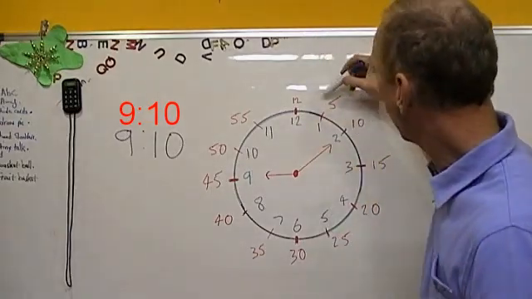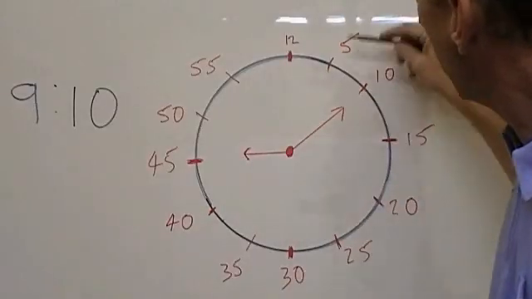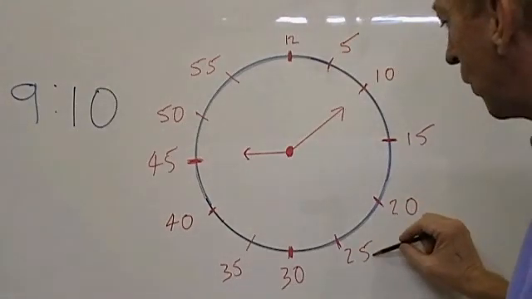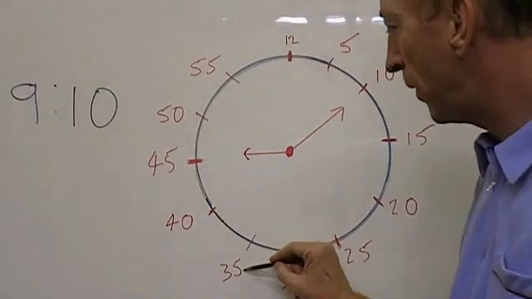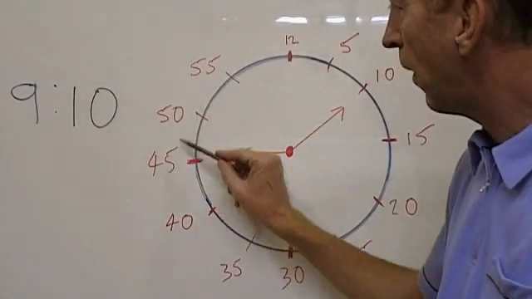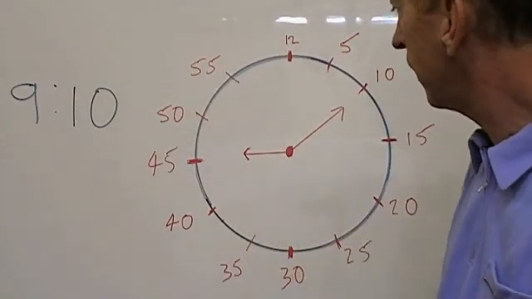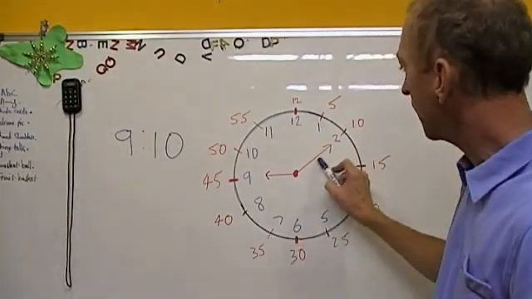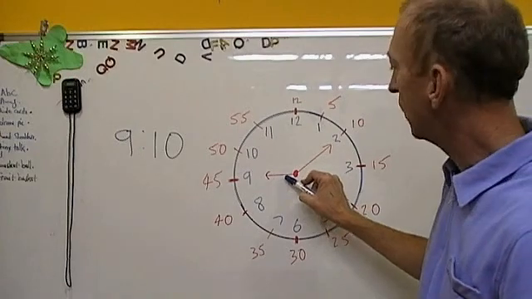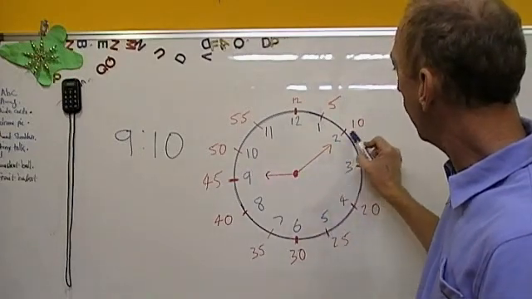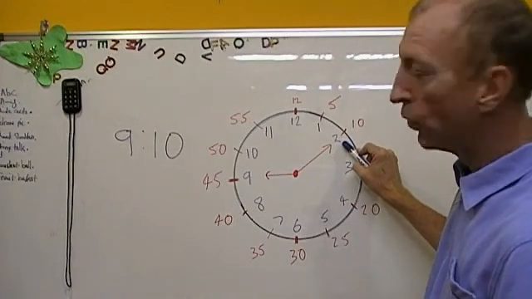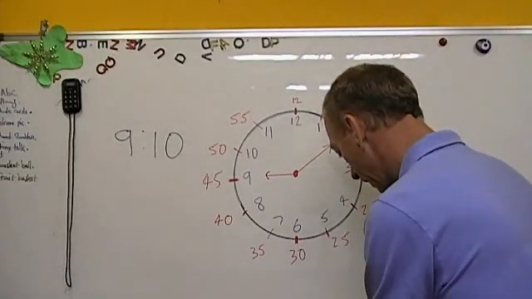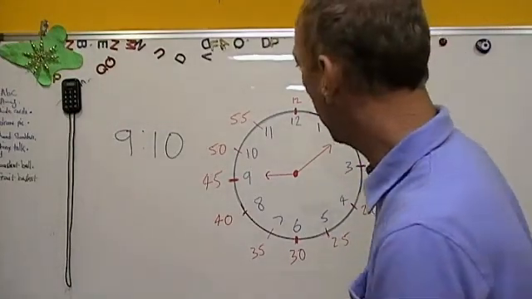Now if you go back over to our clock here, going clockwise, 5, 10, 15, 20, 25, 30, 35, 40, 45, 50, 55. So in the case of 9:10, our clock looks like this, with the small hand pointing to the 9 and the large hand pointing to the 10, or 2, but in this case we use 10, meaning 10 minutes. Okay, let's have a look at another time.